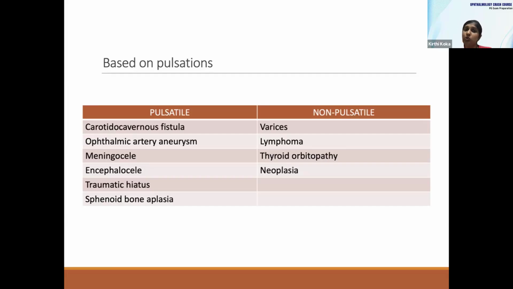So of this, like I said, you can have true pulsations and transmitted. A true pulsation is purely because of the arterial pulsation. So that is going to be a carotid cavernous fistula, whereas meningoceles and encephaloceles are going to be transmitted pulsations.